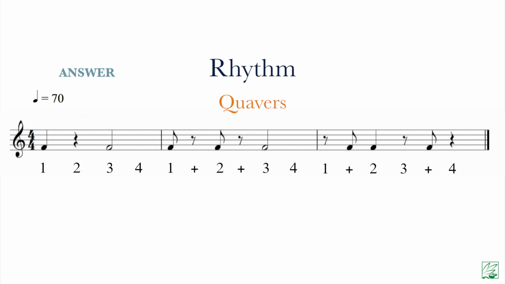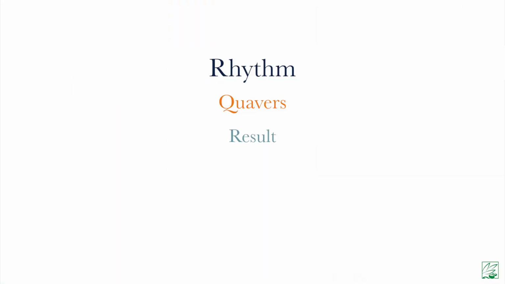One, 2, 3, 4. 1 and 2 and 3, 4. 1 and 2, 3 and 4. How did you get on with the last 5 examples? If you found any difficult, just go back and redo the examples until you're confident. Then move on to the next section, which will be about triplets.